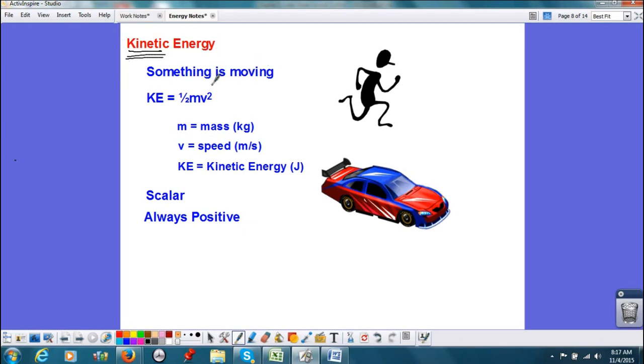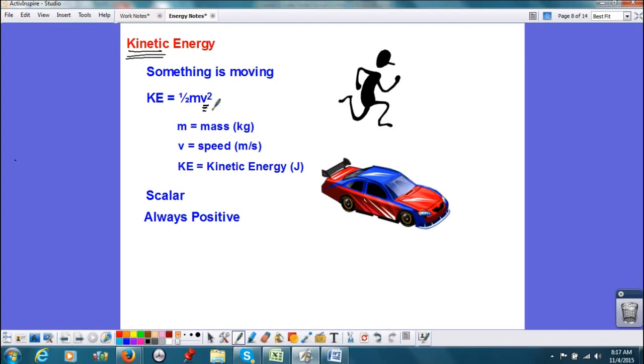Okay, so in order to have kinetic energy, the object must be moving. Kinetic energy, the formula is 1/2 the mass of the object times the speed of the object squared. And be careful, this is speed, not velocity. Okay, so we don't care what direction it's going. Therefore, we don't care if it's positive or negative.